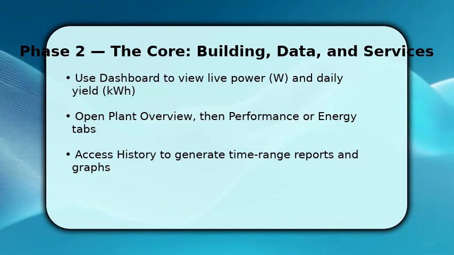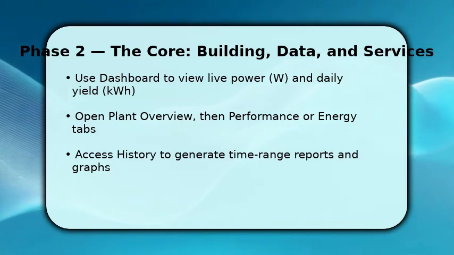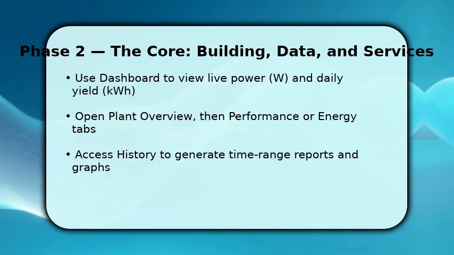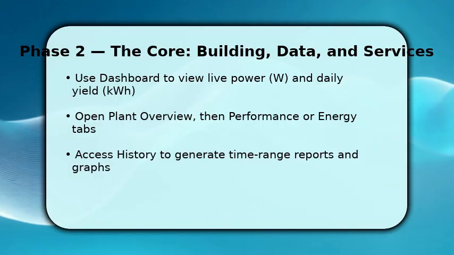Once the site dashboard is open, focus on the plant overview to see live power in W and cumulative yield in kWh. This tells you output at a glance. Next, open the Performance or Energy tab to examine daily, weekly, and monthly trends. Use the time selector to refine the range.